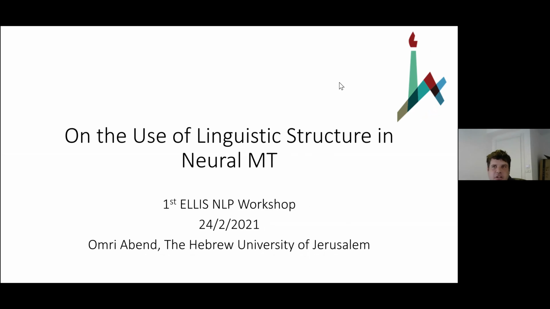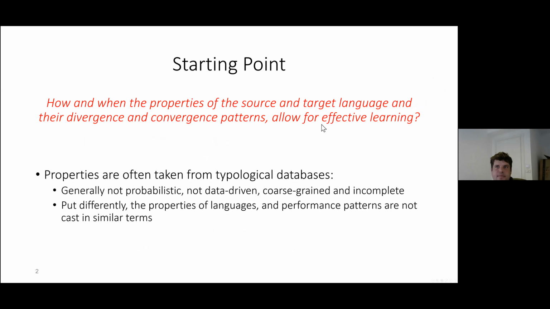I will talk about some ongoing work we're doing at the lab on the use of linguistic structure in neural machine translation. And in accordance with the theme of this workshop, I'll try to frame it in broader terms. So neural MT and cross-lingual transfer, of course, have been making rapid progress over the past few years, and we're not really sure what makes them tick, when they work and when not. So that was our starting point.